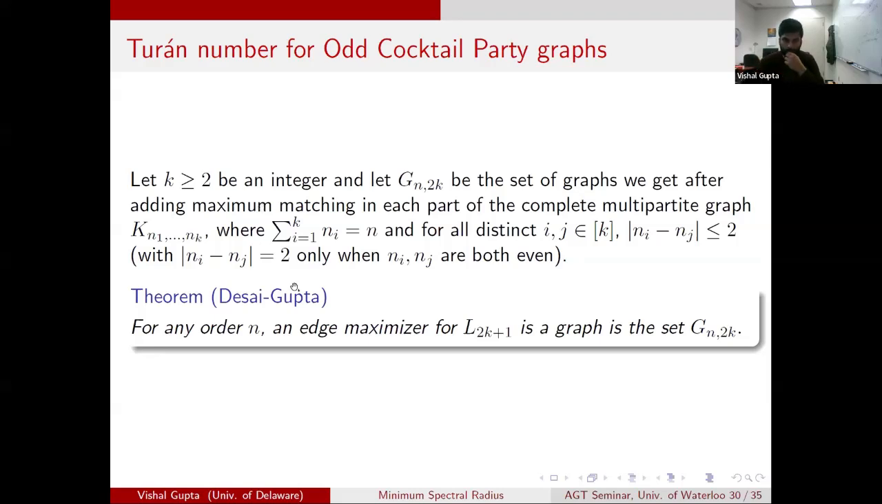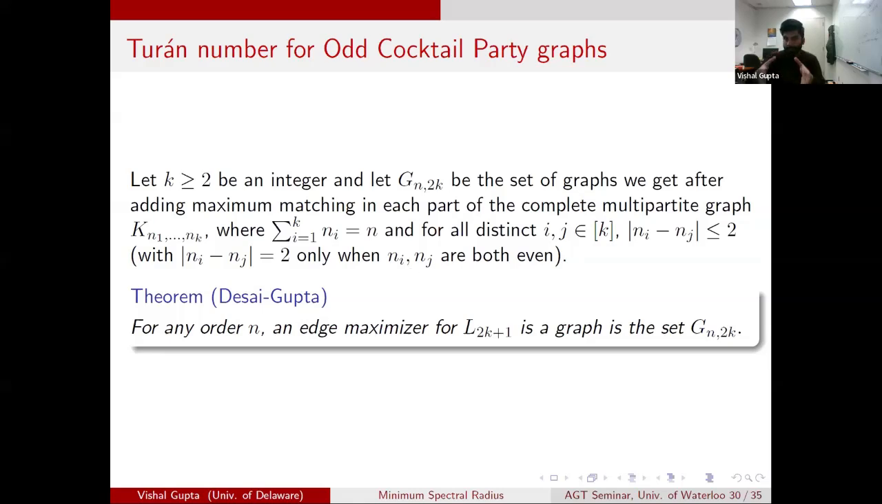And they can be 2 when both the numbers of vertices in the parts are even. So it can happen that in one part we have 2 vertices and in the other part we have 4. But it cannot happen that in one part we have 3 vertices and in another part we have 5. So only for even the difference is 2. And in each of the parts we are adding a maximum matching. So we denote this set of graphs by G(n,2k), and we showed that for any order n, an edge maximizer for an odd cocktail party free graph is a graph in this set G(n,2k).